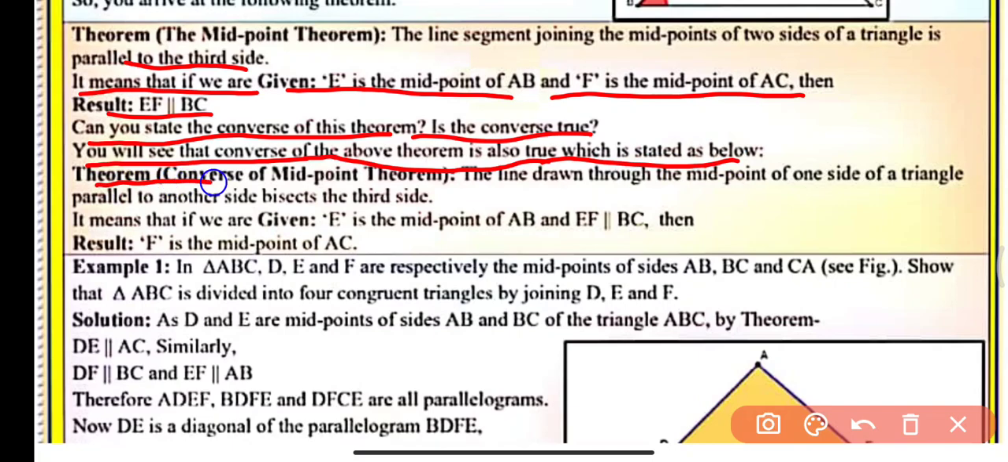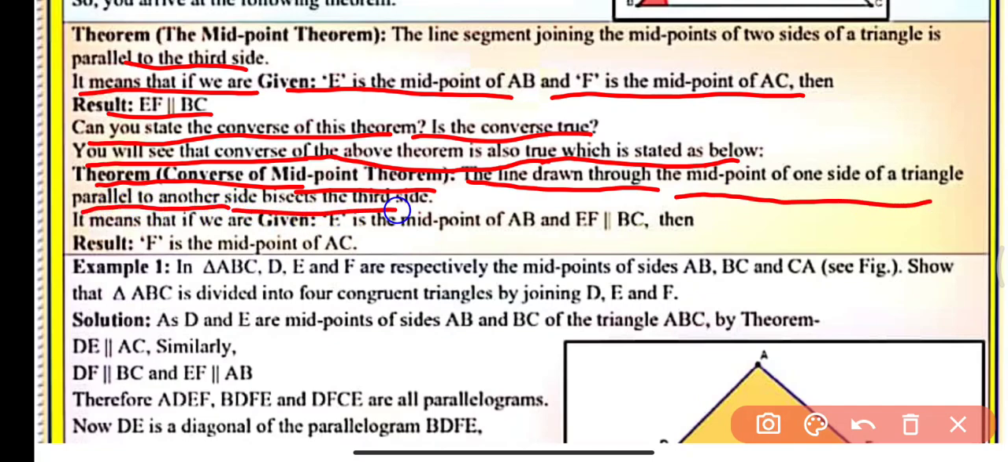So the converse of this theorem, or you can say the converse of the midpoint theorem, will be: the line drawn through the midpoint of one side of a triangle parallel to another side bisects the third side. I am repeating in Hindi. If we draw a line through the midpoint of one side of a triangle parallel to the second side, then that will bisect the third side.